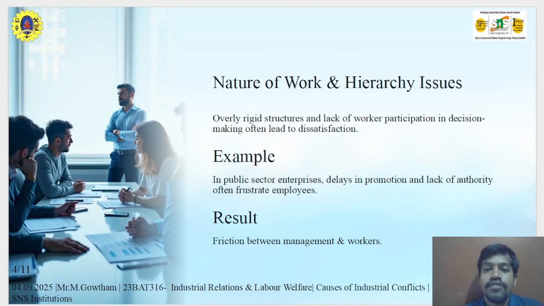The nature of work and hierarchical issues. For example, some structures they couldn't understand. What is the procedure to follow for submitting the notice for strikes and lockouts? Lack of participation in decision making leads to dissatisfaction. Sometimes, when they have problems with employees, things collapse, and rules were not followed inside the organization, also outside, and it brings dissatisfaction. Examples, in public sector enterprises, delays in promotion and lack of authority. The result, finally, is friction, like the conflict between the management and workers.